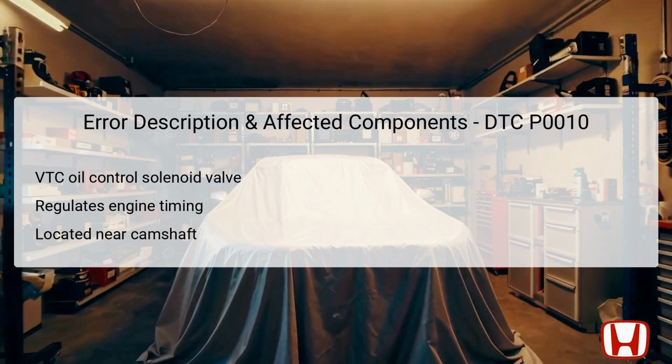Located near the camshaft, the VTC oil control solenoid valve receives oil pressure from the engine and controls the timing by directing oil to the VTC actuator. If the solenoid valve is malfunctioning, it can lead to incorrect valve timing, resulting in poor engine performance and increased emissions. The potential for adverse effects increases based on driving conditions, potentially affecting fuel economy and power delivery. Therefore, understanding the function and location of this component helps in effectively diagnosing and resolving issues related to DTC P0010.